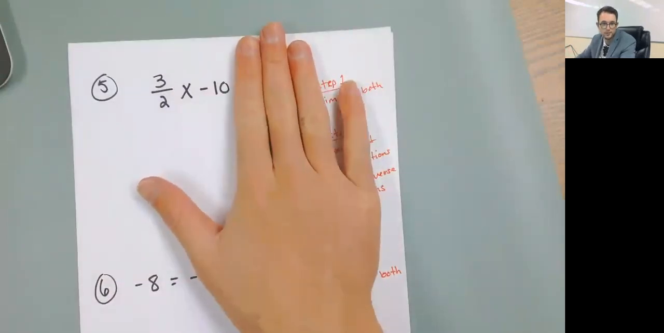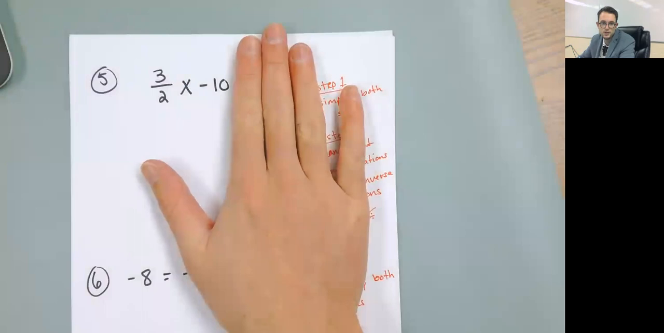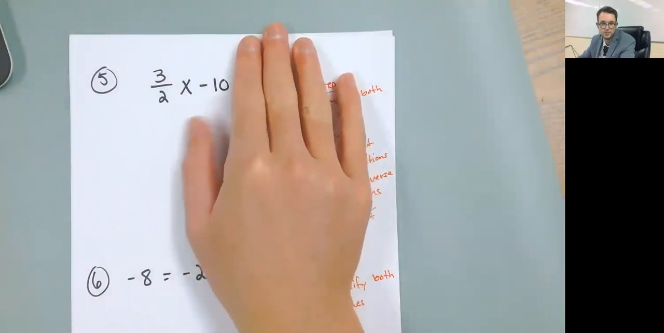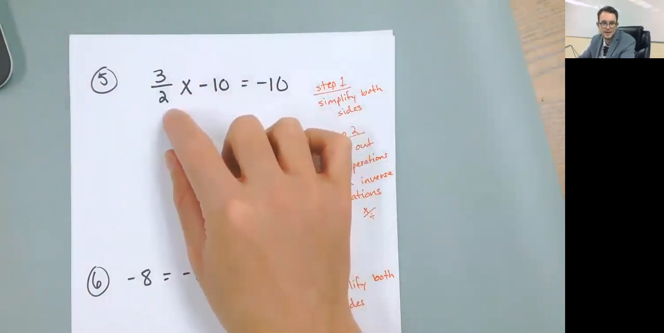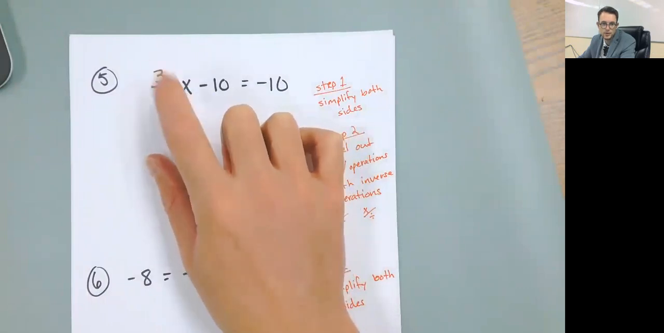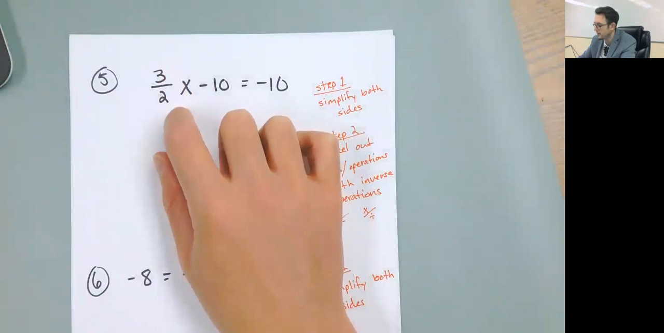Is that simplified? Some students might not think so. Some people don't like fractions, and I don't blame you, I don't like fractions either. However, that is simplified because you cannot combine those like terms, and 2 does not evenly go into 3. So I don't want 1.5. You're going to leave that as 3/2, okay?